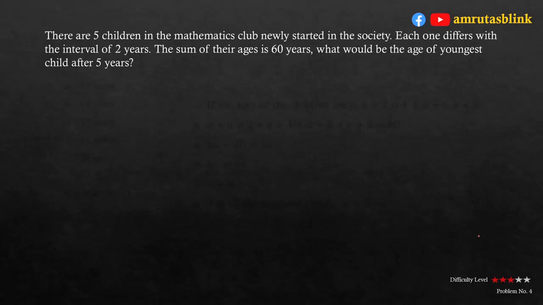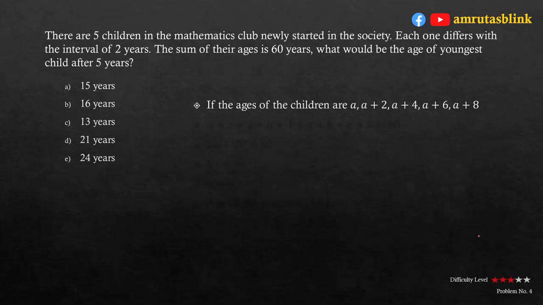If the sum of their ages is 60 years, what would be the age of the youngest child after 5 years? Options are given: 15 years, 16 years, 13 years, 21 years and 24 years. Actually, the problem is very simple. You just need to assume the age of the youngest child as, let's say, A. Then the age of the second child would be A plus 2, third child A plus 4, fourth child A plus 6 and fifth child A plus 8, as there are 5 children.